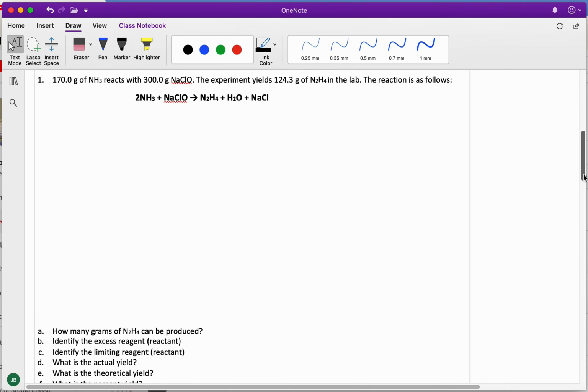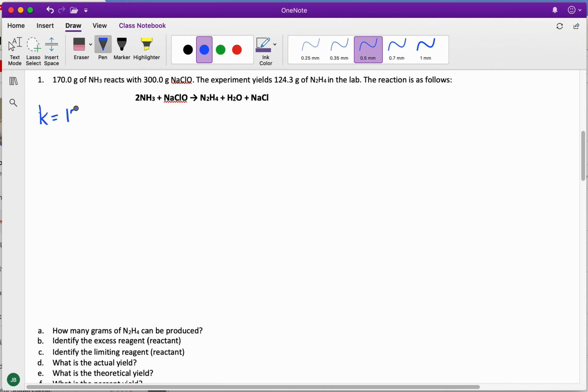All right, so we have 170 grams of ammonia, and it's reacting with 300 grams of sodium hypochlorite. The experiment yields 124.3 grams of N2H4, and you're given the reaction. Let's look at the reaction real quick and make sure it is balanced. It does look good, looks like everything is balanced. So let's go ahead and write out our knowns.